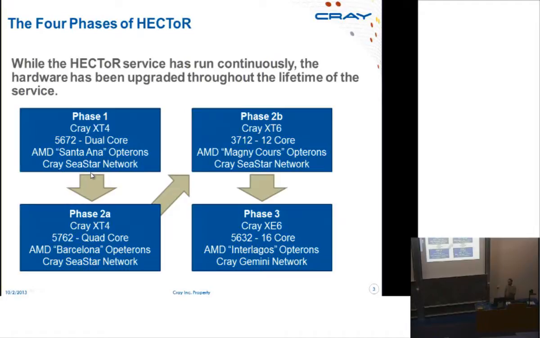There have been 4 phases to Hector, so even though it has been a single service, it has actually been 4 separate machines, or 4 implementations of a machine, all Crays. In the first phase we had the Cray XT4, which was dual core, and we've gone through various upgrades, changed the network, until we've come to the Cray XE6 in what we call phase 3, which has the Cray Gemini network. Through each of these transitions, there have been requirements on users to adapt their codes. Similarly, we expect the move between the XE6 and the XC30 to be similar maybe to a phase upgrade that happened during Hector.